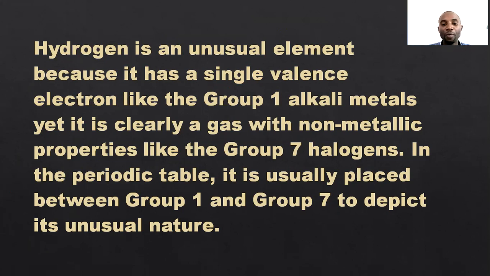In the periodic table, it is usually placed between group 1 and group 7 to depict its unusual nature. However, in most cases we see it placed in group 1. It's just to tell us that it has one valence electron, but its character is quite different from other group 1 elements. So it's not an alkali metal. Rather, it's a non-metallic element in its properties and character.